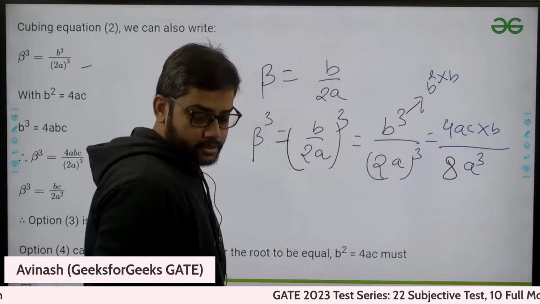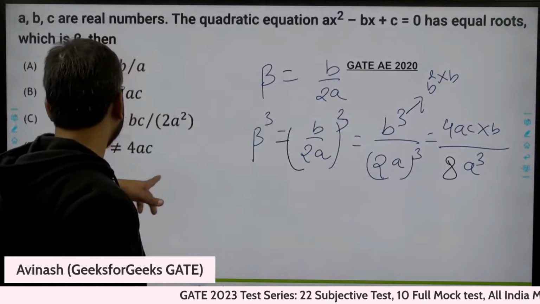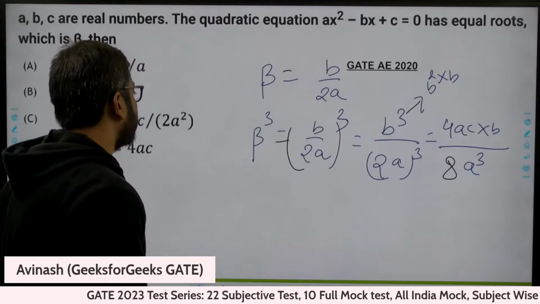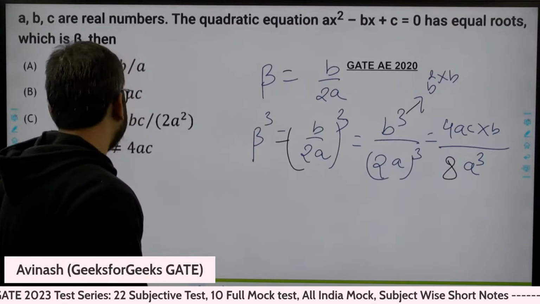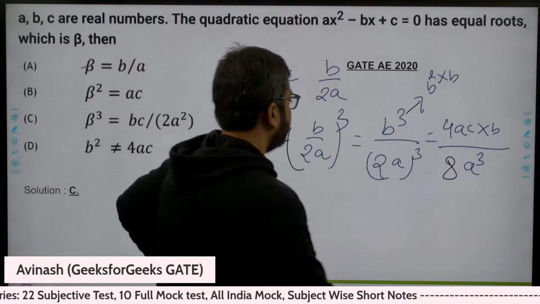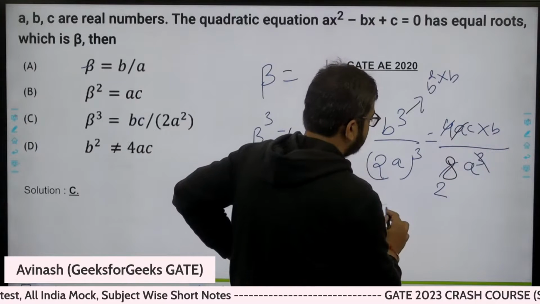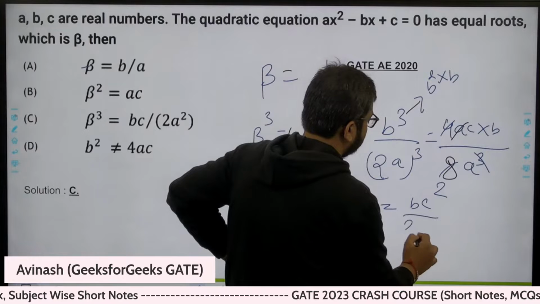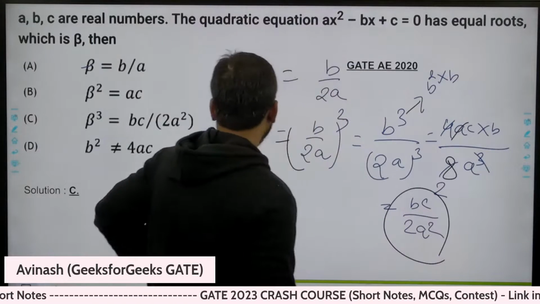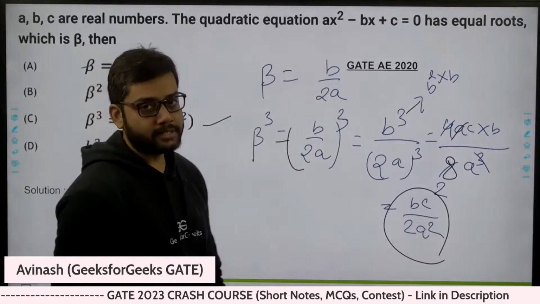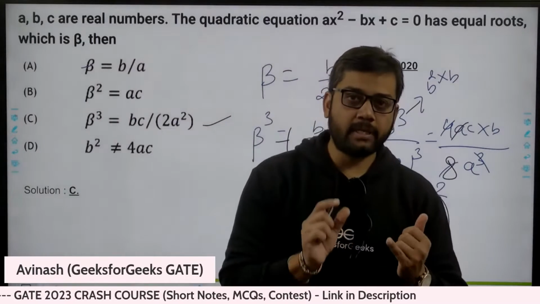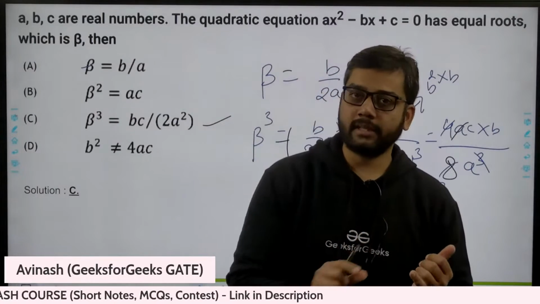If you solve this, you can check, this will come as bc upon 2a square. The 2 and a cancel, so this is bc upon 2a square. Our option C is correct. The final answer is this. You just have to apply the simple basic rule, that's it.